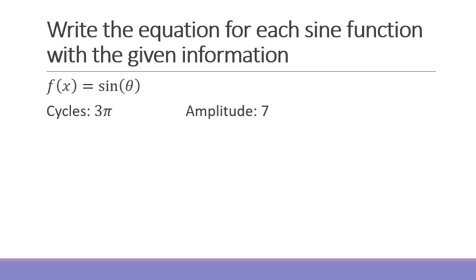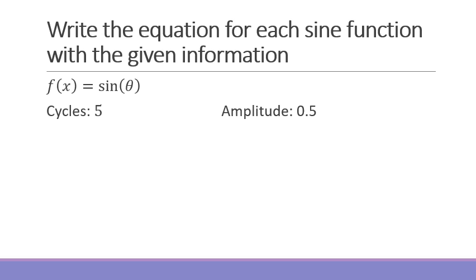So let's try putting this into practice. If we want to write the equation for a sine function with this information, this says that there are 3 pi cycles and the amplitude is 7. So that means we're going to write our graph. Remember that amplitude is A, so that's just going to go out front. And then the number of cycles is B, and that's going to go in front of our theta or x. So the equation for this is 7 sine 3 pi theta. All right?